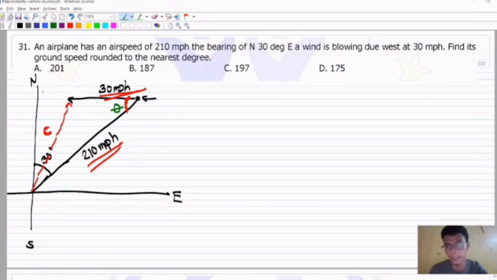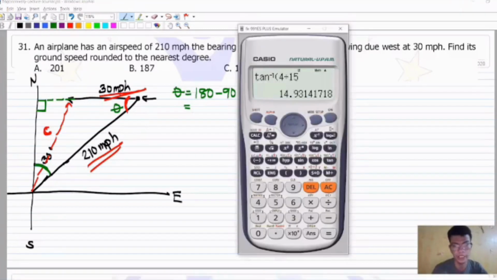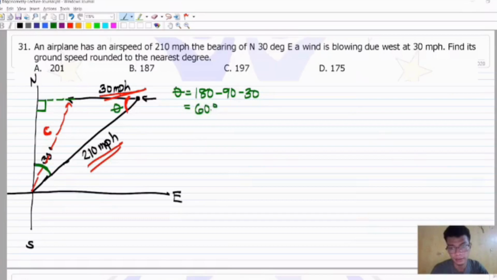Madali pa din, di ba? Because kung titingnan natin itong malaking right triangle, kung nakikita niyo ang malaking right triangle, this is the 90 degree angle, and ito naman ay 30 degrees. Therefore, makukuha natin yung angle theta, which is yung 180 na babawasan natin ng 90 and 30. So what will be now our angle? 180 minus 90 minus 30, and the answer is 60 degrees.